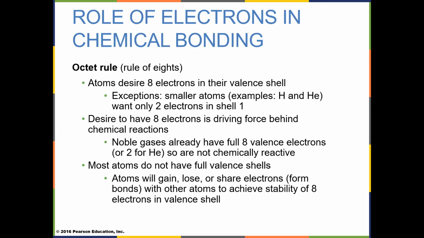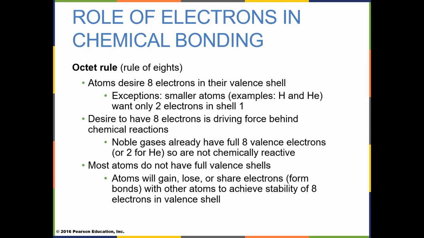Now, if you are one of the noble gases, like helium, neon, argon, krypton, or radon, you already have your valence shell filled up. Helium only has 2 protons and 2 electrons, and its valence shell is filled. Neon has an atomic number of 10, with 2 electrons in its first shell and 8 in its second shell. And so neither one of those is reacting. Helium doesn't react with anything.